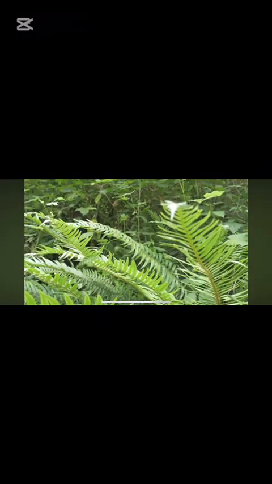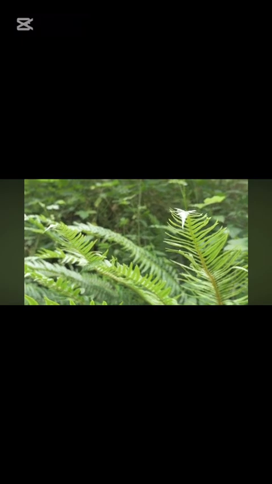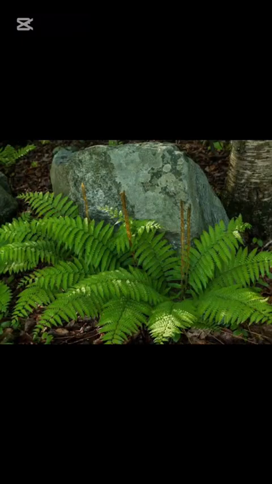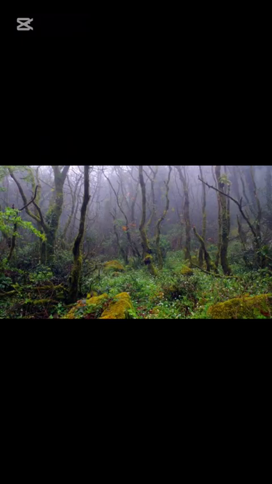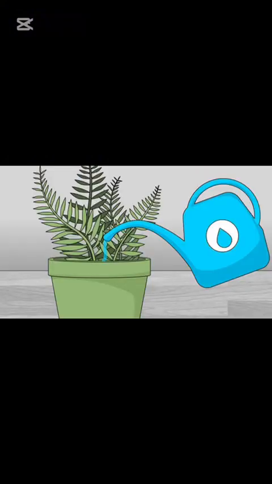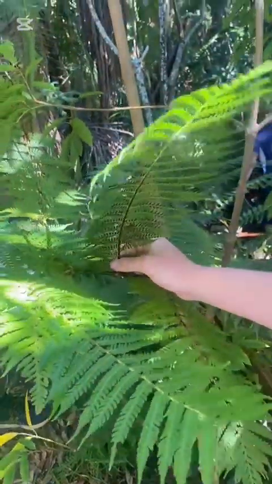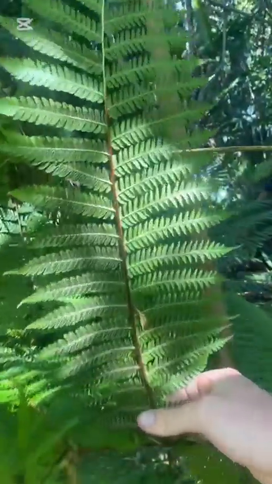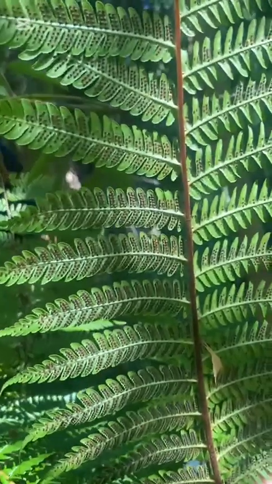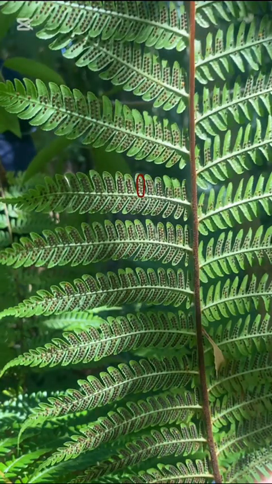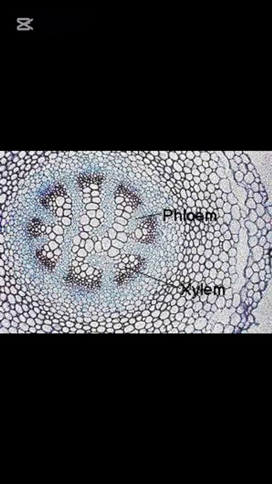Next up, we have pteridophytes. Pteridophytes, such as ferns, usually grow in humid, shady environments like forests. Like bryophytes, they need water for reproduction. During fertilization, sperm must swim through the water to reach the egg in the archegonium. Pteridophytes reproduce with spores, which are released from the sporangia found under their leaves. These spores are carried by wind, allowing new ferns to grow in different locations. Ferns have vascular tissue, which allows them to transport water and nutrients more efficiently than bryophytes.